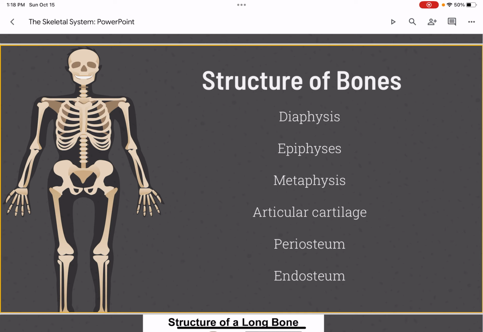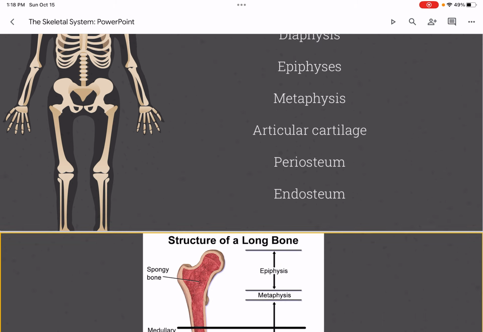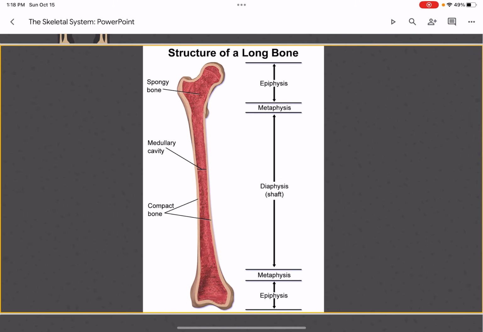Each bone is covered by a layer of specialized connective tissue called the periosteum. The inner layer of the periosteum contains cells that produce bone. A long bone has a central marrow cavity filled with fatty connective tissue known as yellow bone marrow. The marrow cavity is lined with a thin layer of cells called the mediastinum. This slide shows the structure of a long bone.